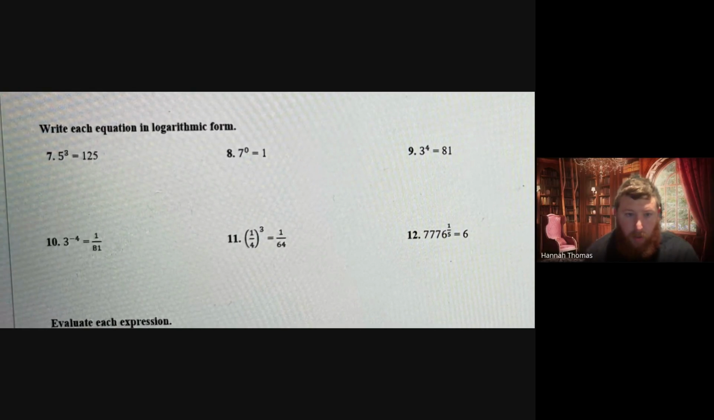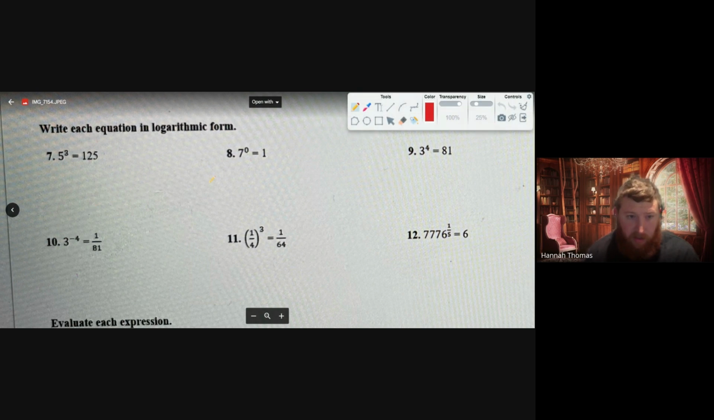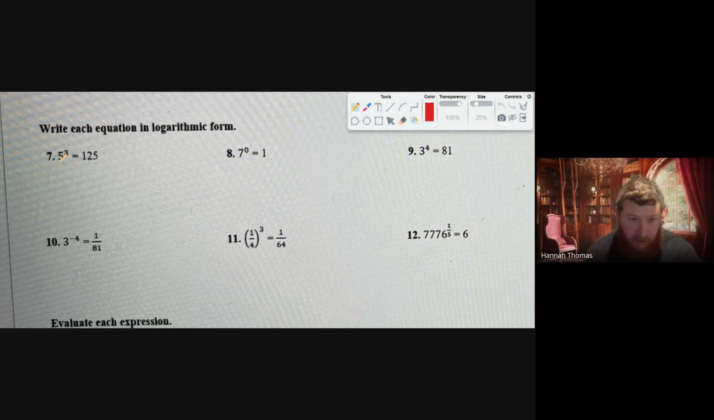Okay. So now we're going to take these and we're just going to go in reverse. We're going to do what we just did, and we're going to turn these into logarithms. So 5 becomes the base. You're going to create the log, and 5 is going to be the base, so it's a little number, and the 3 and the 125 move. This is log base 5 of 125 equals 3.